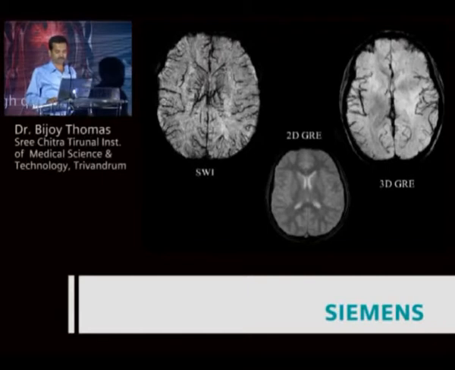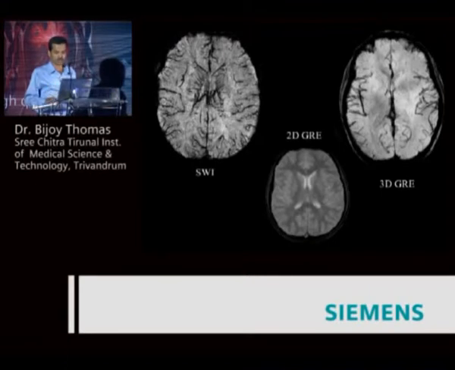So this is a conventional gradient echo sequence. You can see that there is no venous contrast. This is the SWI sequence. You can actually see the veins, the transmedullary veins, which are even smaller than the voxel of imaging resolution, stand out. That is because of the unique phase processing.